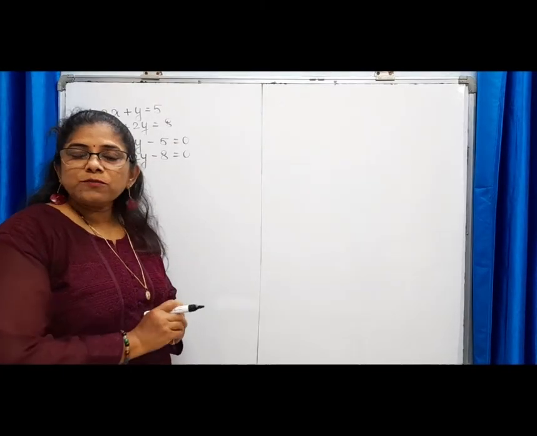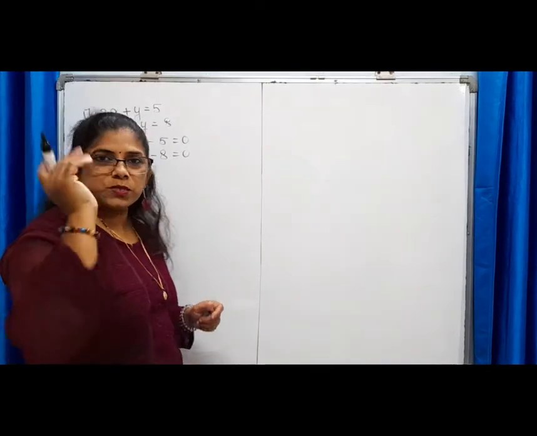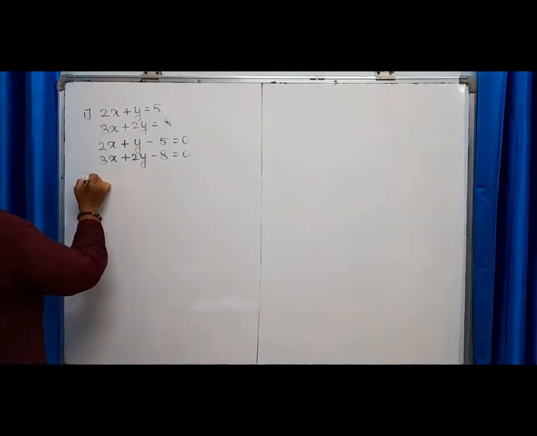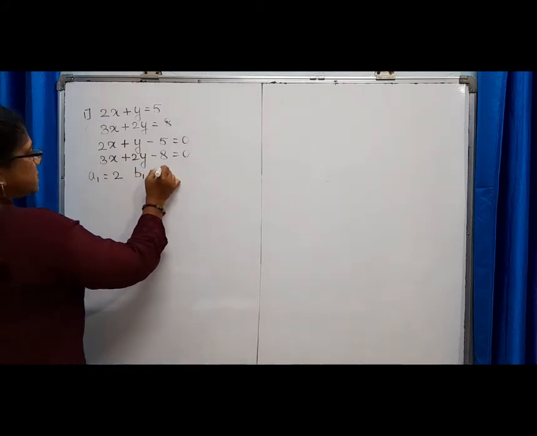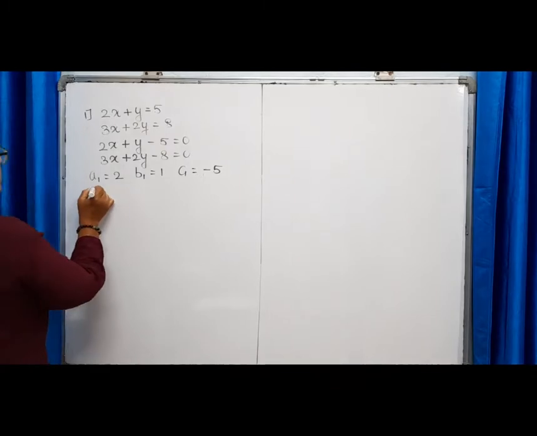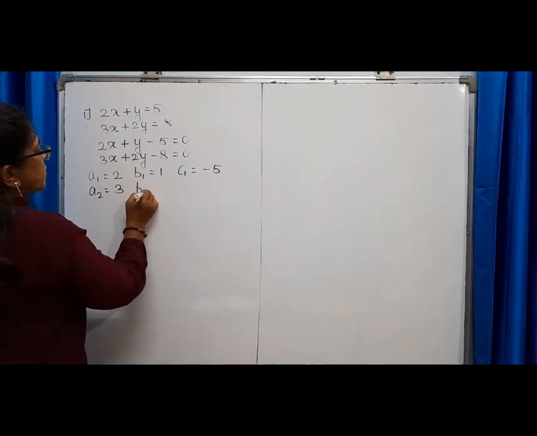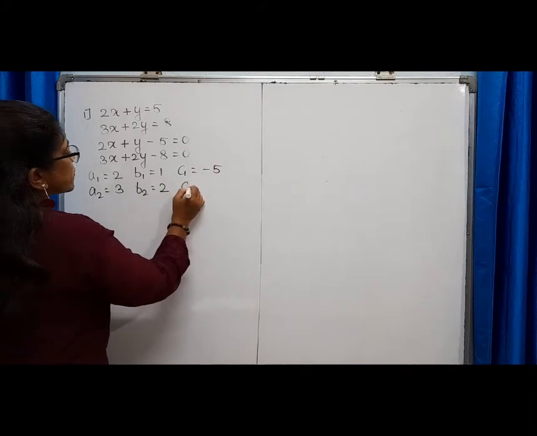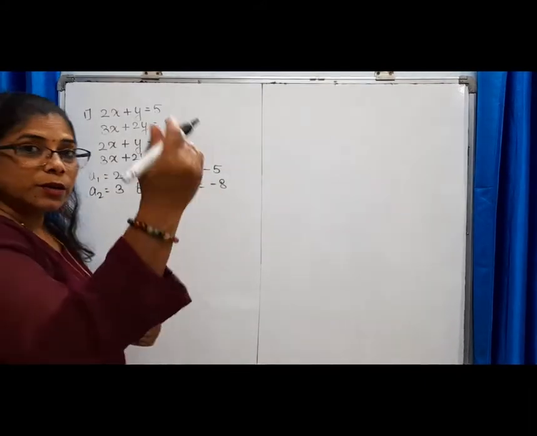Now, next we have to write down the values of a1, b1, c1 and a2, b2, c2. Let's write that. a1 is equal to 2, b1 is equal to 1, c1 is equal to minus 5. a2 is equal to 3, b2 is equal to 2, c2 is equal to minus 8.